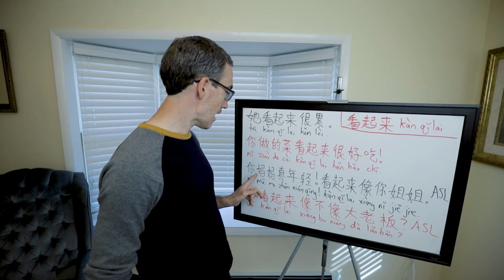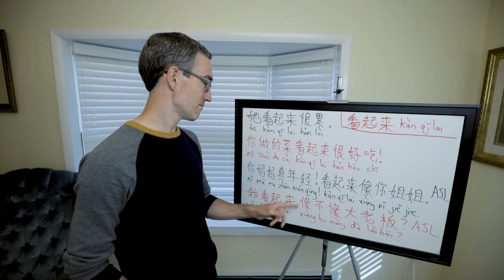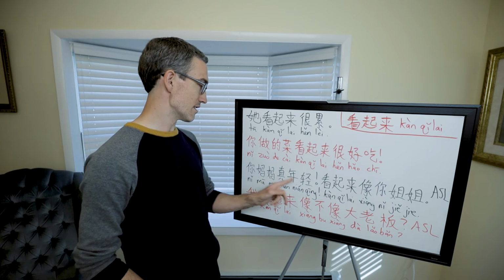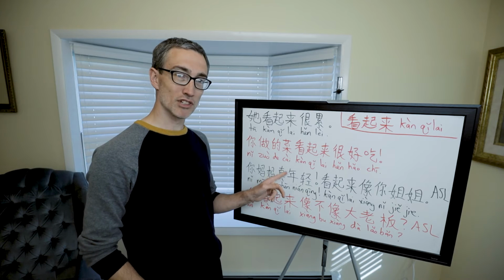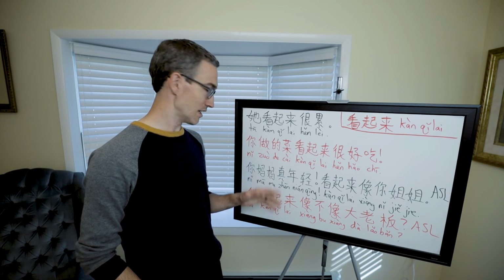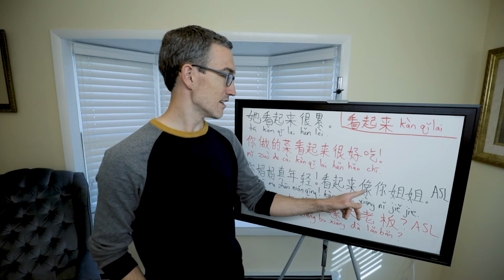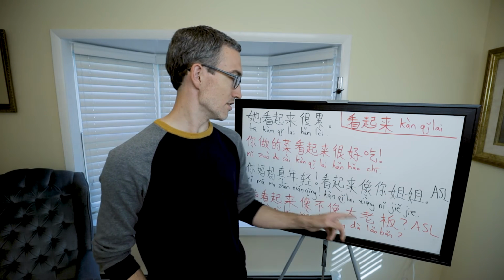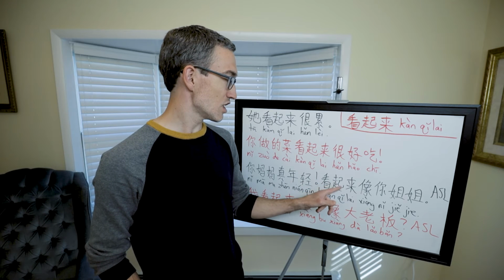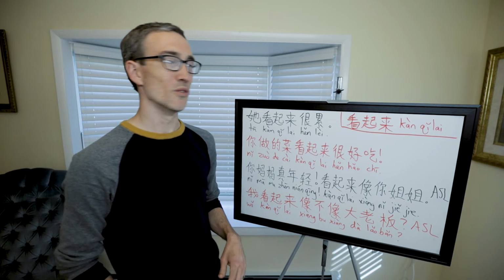你妈妈真年轻! This is saying your mother is really young. 真 is like really. Your mother is really young. 看起来像你姐姐. This is from All Set Learning. 看起来 she looks like. Oh, I'm sorry.